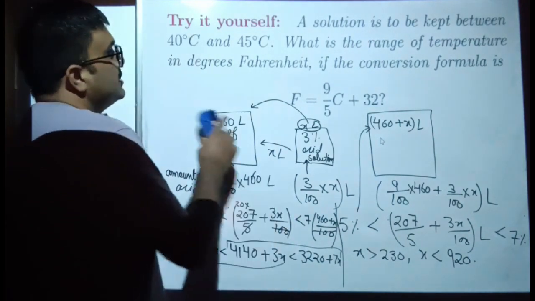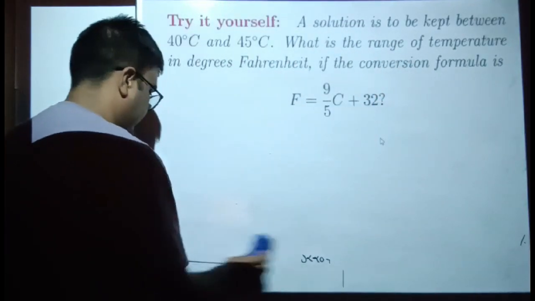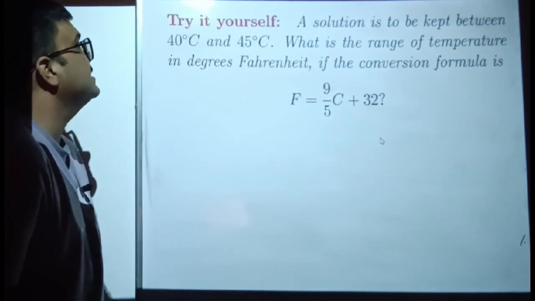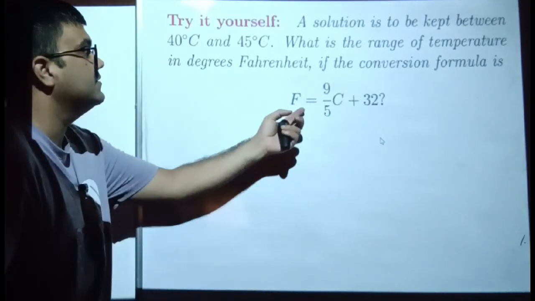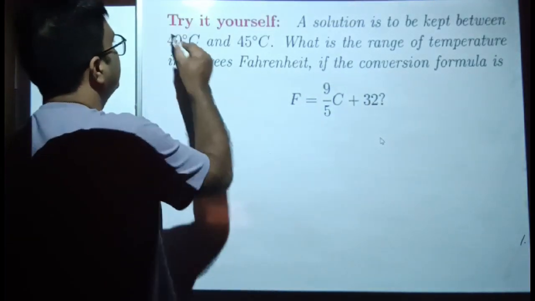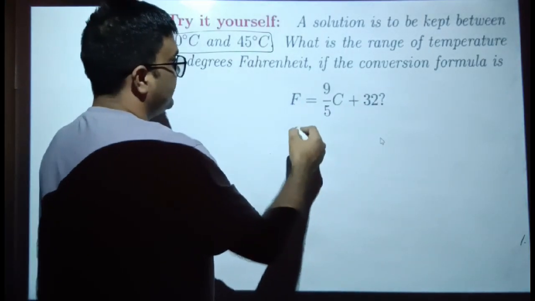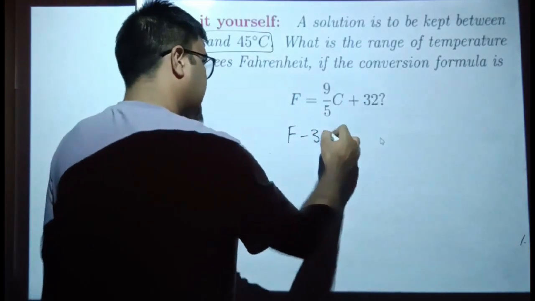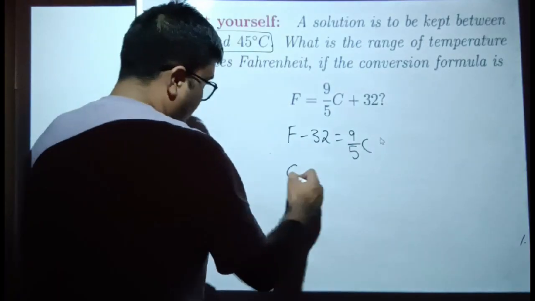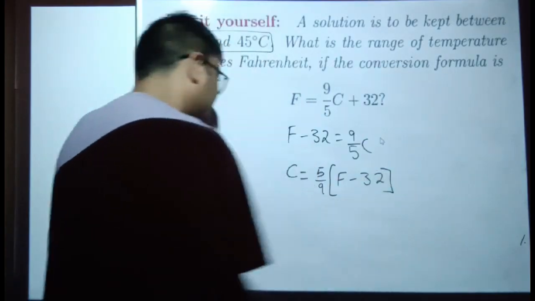Next is, a solution is to be kept between 40 degree and 45 degree. What is the range of temperature in degree Fahrenheit, if the conversion formula is this. This is the formula for conversion. We want to keep it between these two. It means we have to calculate the value of C over here. So it is F minus 32 is equal to 9 by 5 times C. So the value of C you will obtain is 5 by 9 times (F minus 32).